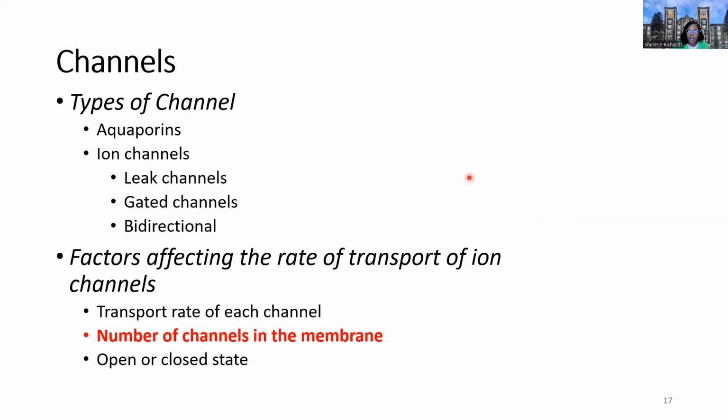Now, the factors that affect the rate of transport through ion channels are pretty much similar to what we said for facilitated diffusion. It depends on the rate of each individual channel. It depends on the number of channels inserted into the membrane. And then a third factor here is the state of these channels. So with the example of the gated channels that we talked about, if the membrane potential does not favor the opening of these gated channels, then there's going to be zero rate of transport. However, if the membrane potential value that's required has been achieved, the gating mechanism opens up, and then that will increase the rate of movement of ions.